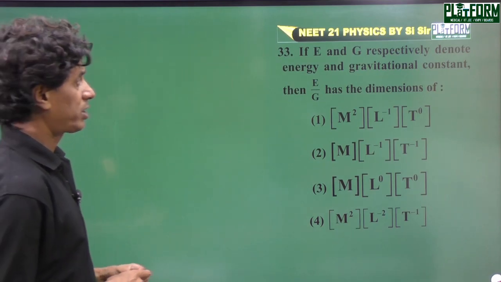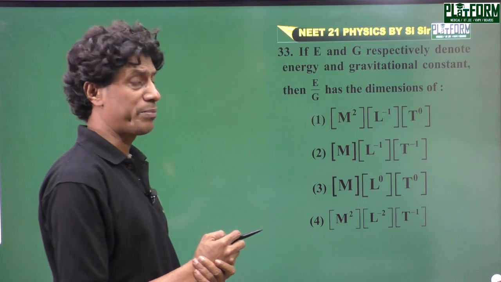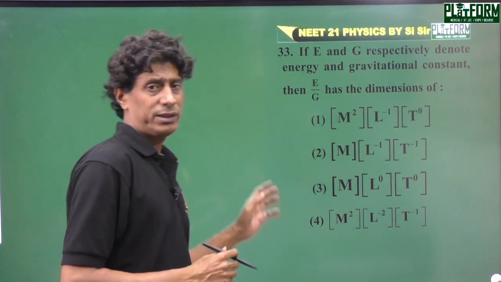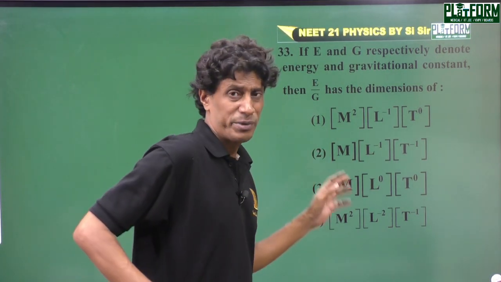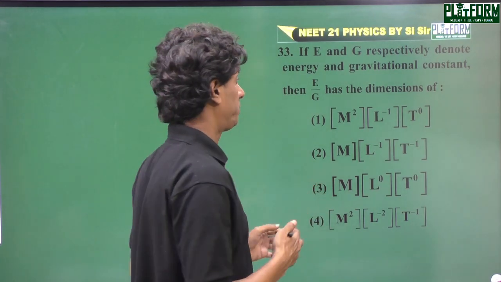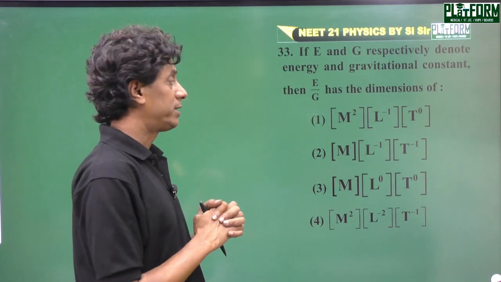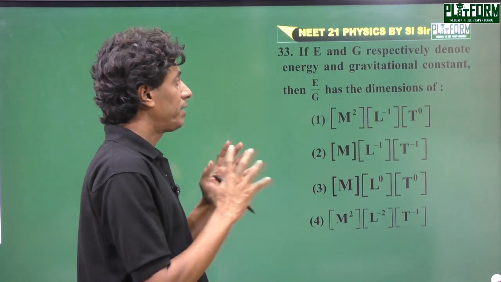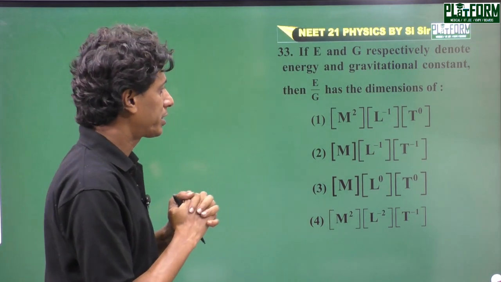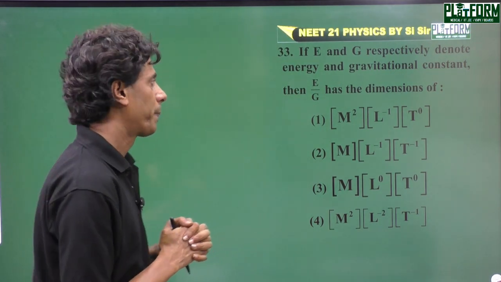If E and G respectively denote energy and gravitational constant, then E by G has the dimension of. Very simple questions based on the dimension, but you have to think about it in the examination hall. It appreciably matters in the examination hall, what time is taken by you to find the correct option.